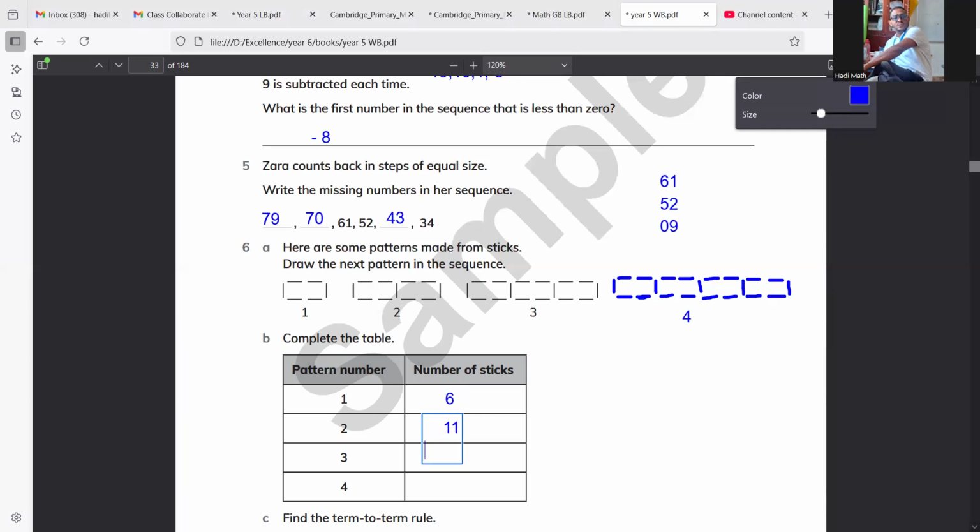And then the one after is going to be what? The one after is going to be 16 sticks. And then you look for the last one here. How many is it going to be? It's going to be 21 sticks, because 16 plus 5 is 21.